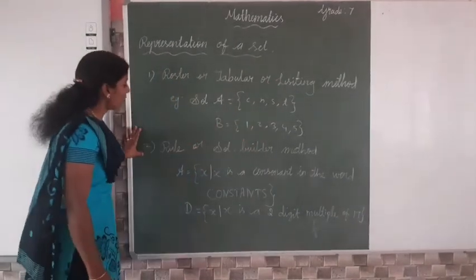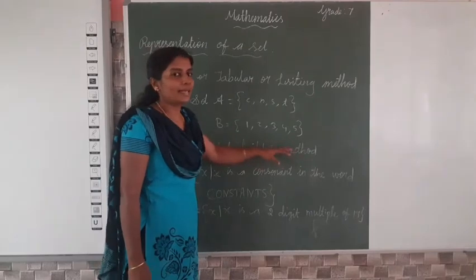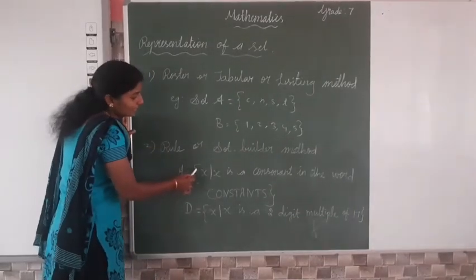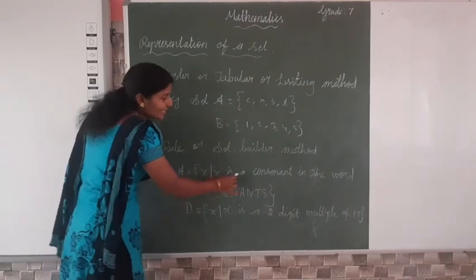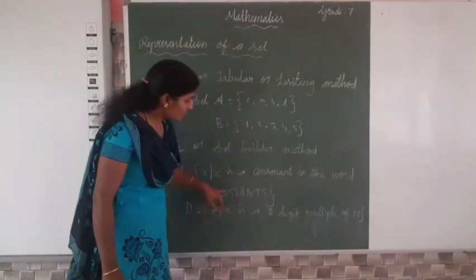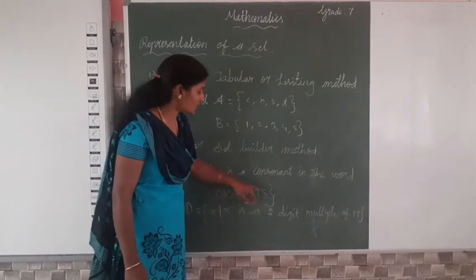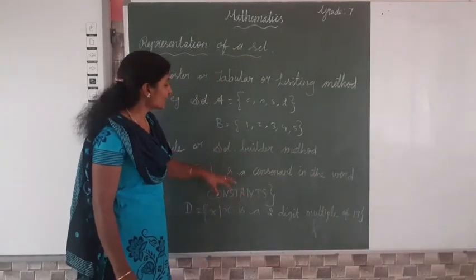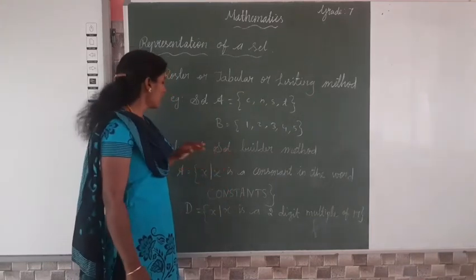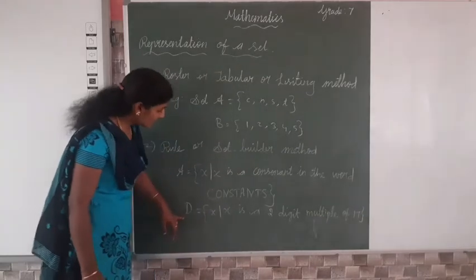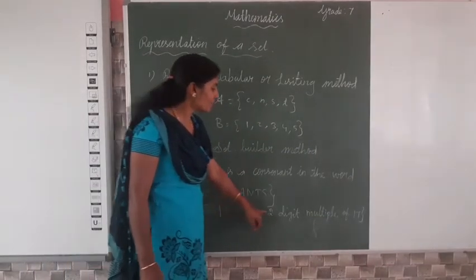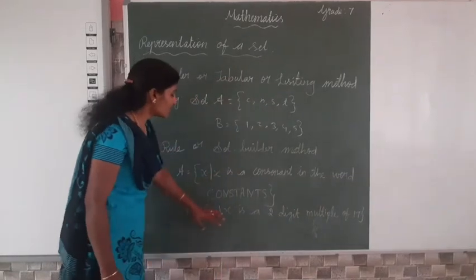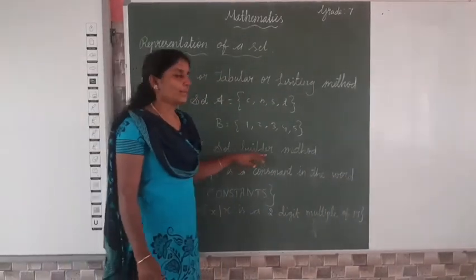Now the second one, rule or set builder method. That is, set A is equal to the set of all x such that x is a consonant in the word constants, C-O-N-S-T-A-N-T-S. This method is called set builder method or rule method. Another one, set B is equal to x such that x is a two-digit multiple of 17. This is also called rule method or set builder method.